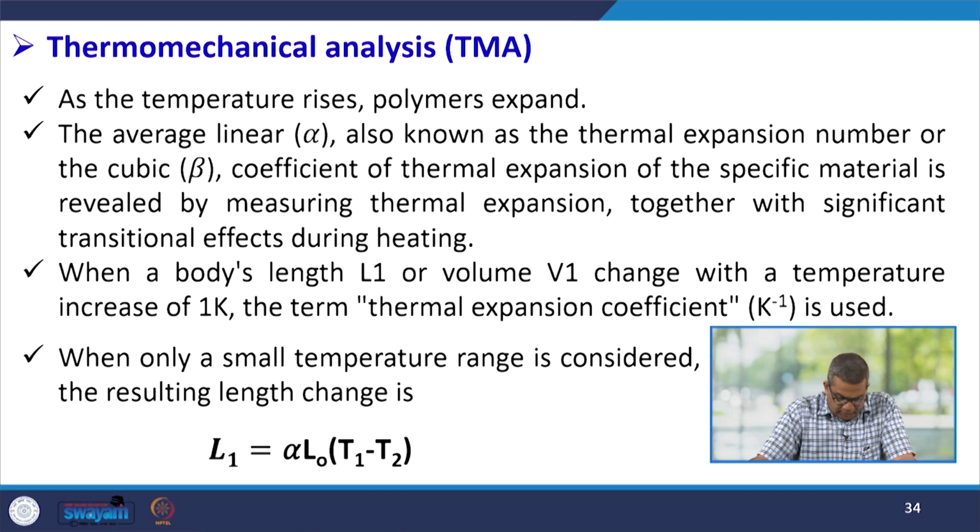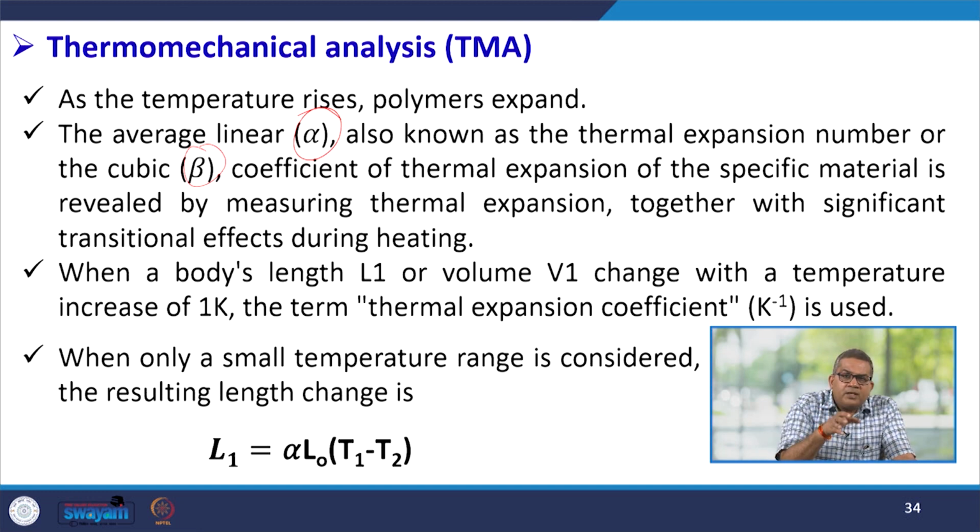Let's talk about thermomechanical analysis. As the temperature rises, polymers expand because of disentanglement of the chains. The average linear alpha, also known as the thermal expansion coefficient, or the cubic or beta coefficient of thermal expansion of the specific material, is revealed by measuring thermal expansions together with significant transitional effects during heating.